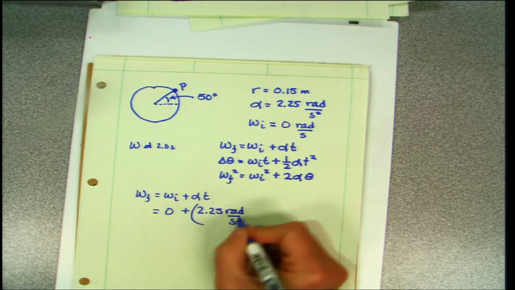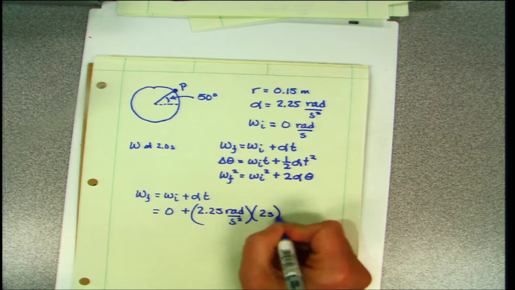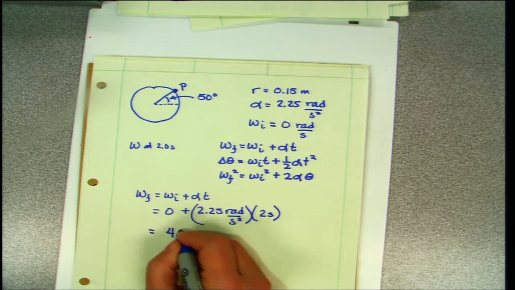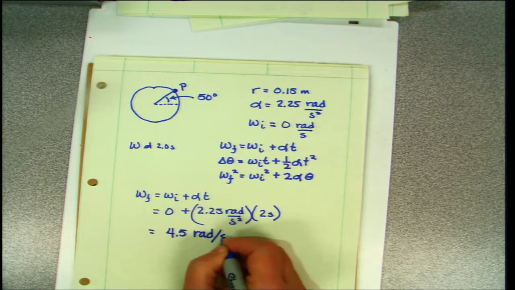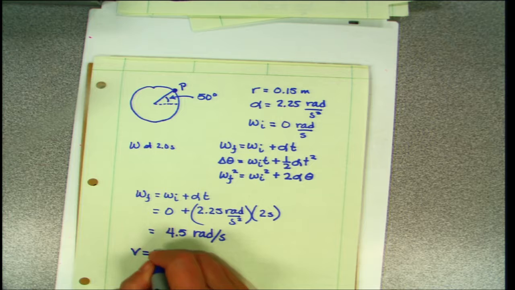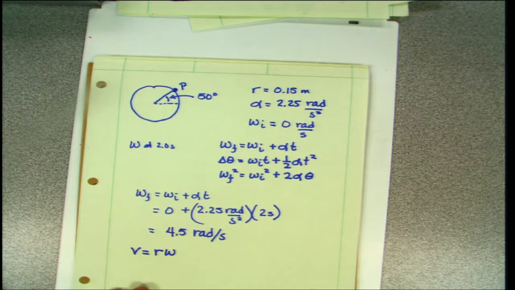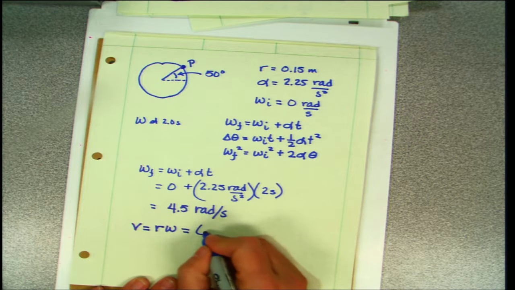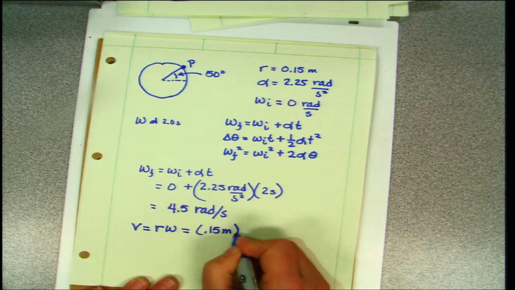Now we wanted to find the linear velocity. My linear velocity is equal to the radius times my angular velocity. So that's going to be my 0.15 meters times my 4.5 radians per second. And this is where things get a little interesting in terms of units, because we typically don't write down radians. So when I multiply those together, I get 0.675 meters per second.